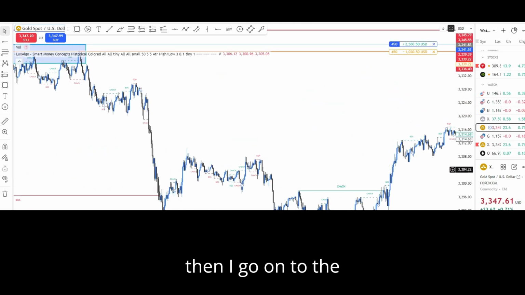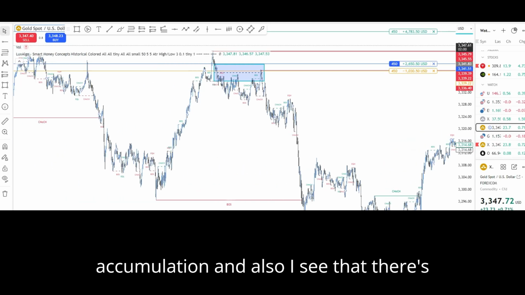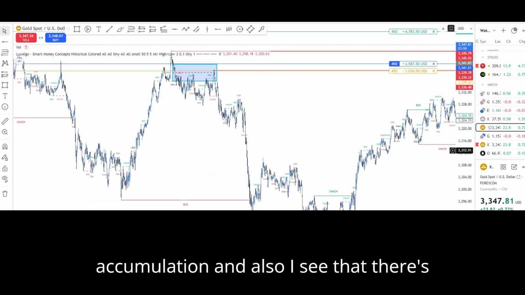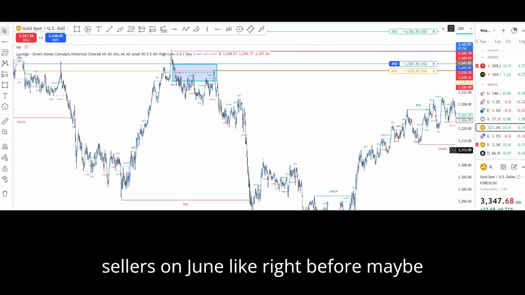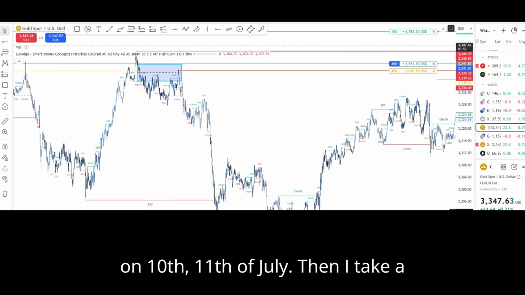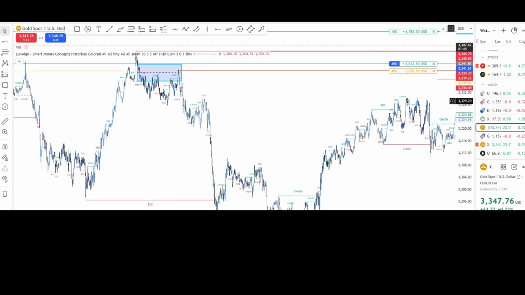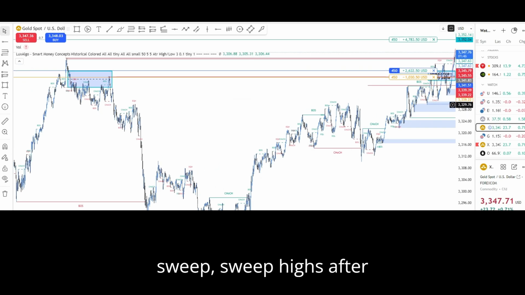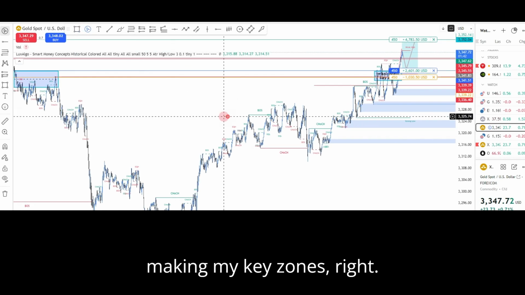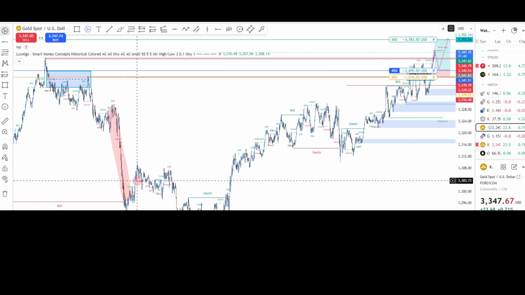Then I go to the next chart and check the price accumulation, and also I see that there's a lot of interaction between buyers and sellers, right before, maybe on 10th, 11th July. Then I take a trade aiming to sweep highs after making my key zones, right?